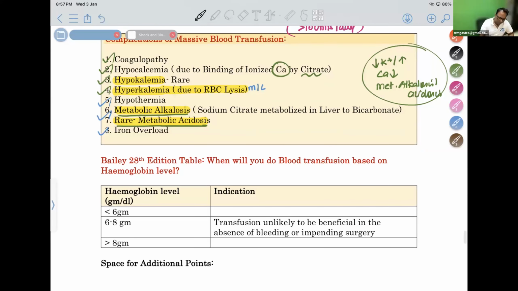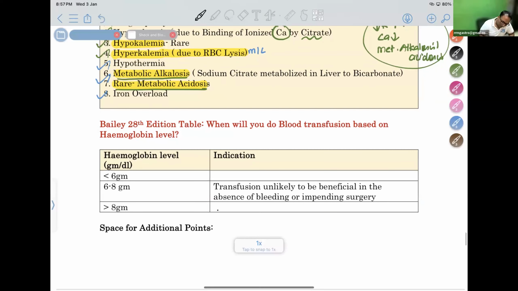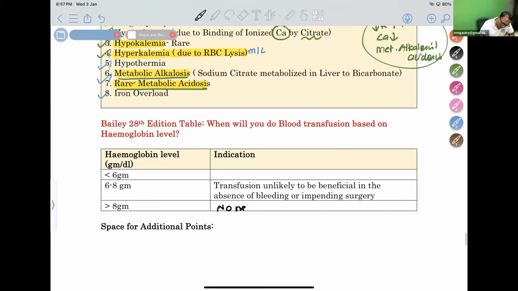So as a surgeon, when will you do blood transfusion based on hemoglobin? When it is more than 8 grams, no need of transfusion. Please remember this point. No need of transfusion even for any surgery, even during surgery. Even if I'm going to do a gastrectomy, if the hemoglobin is more than 8 grams, I will never do transfusion. Very interesting, though not practiced in our hospitals. Just remember, more than 8 grams, no need of transfusion even for surgery.